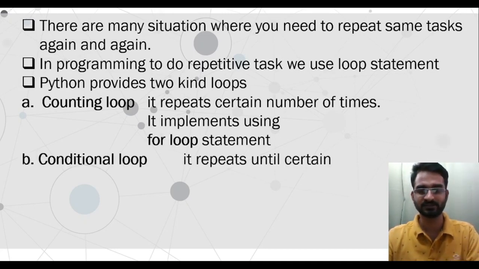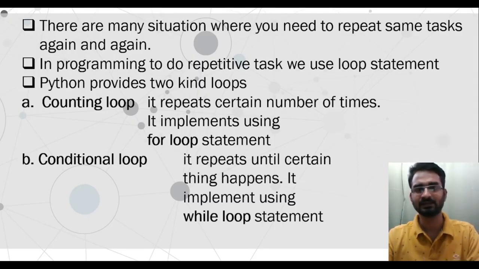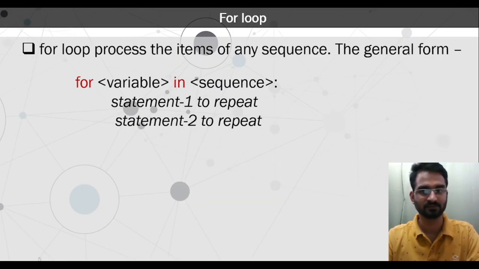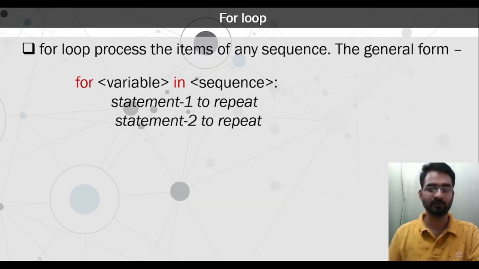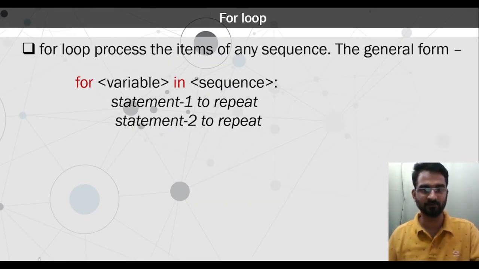And another loop is called conditional loop. In conditional loop, we repeat something until certain things happen. And conditional loop is implemented using the while loop. Alright, now we will see how to implement these two loops using the Python programming language. Now at first we will see the for loop.